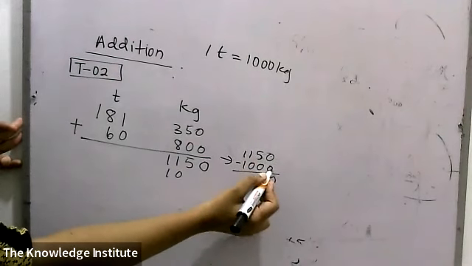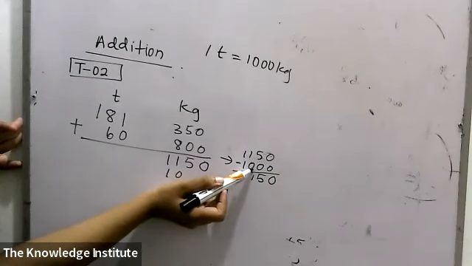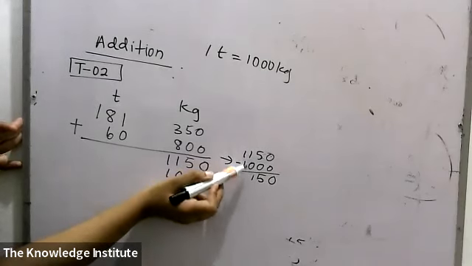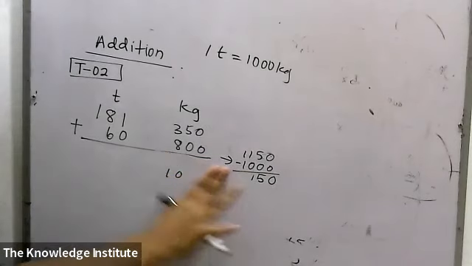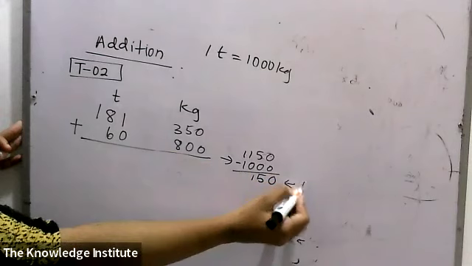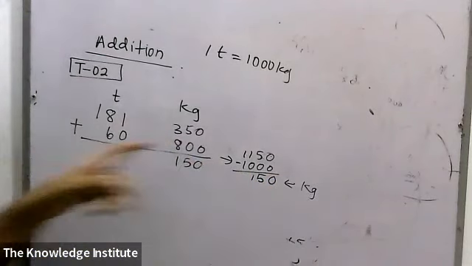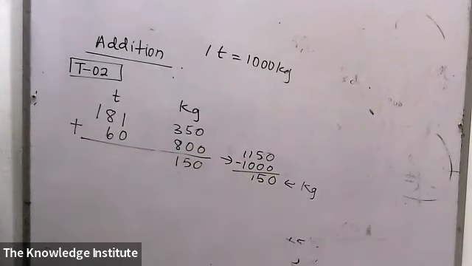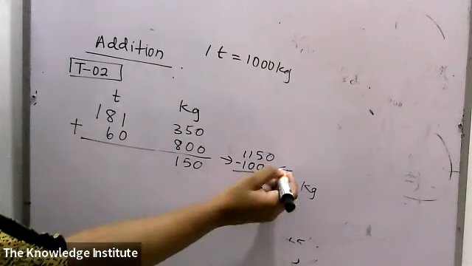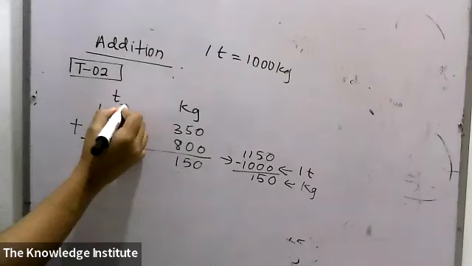From 0 you subtract 0, 0. From 5 you subtract 0, 5. From 1 if you subtract 0, it's 1. 1 minus 1 is 0. So we have the remainder as 150. This 150 is kilograms, so you have to mention it here. But we already had 1000. 1000 kilograms means how many tons? 1 ton. So that one you have to add it here.